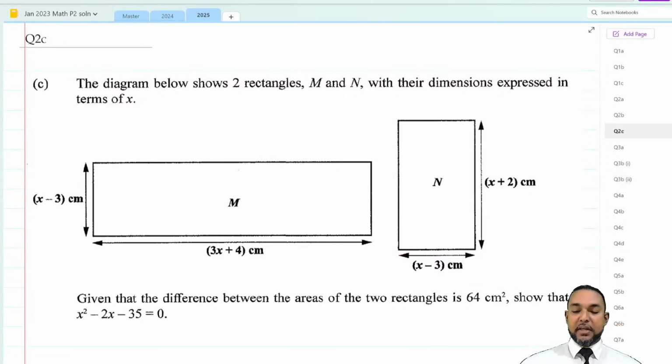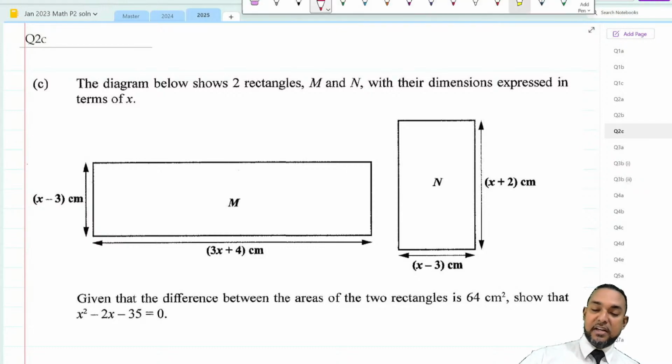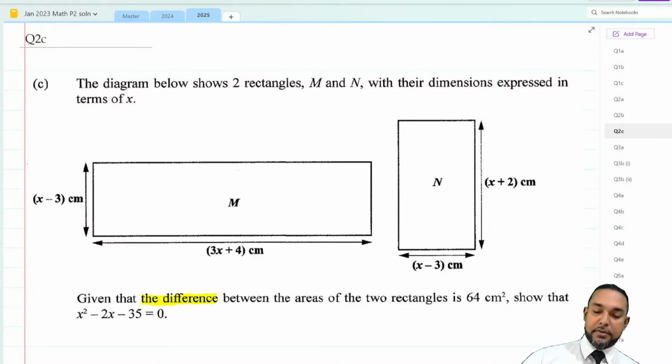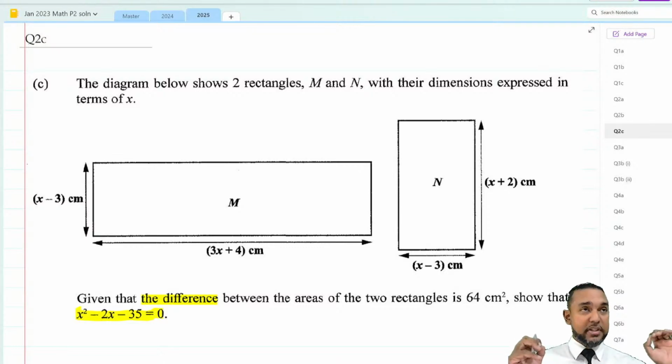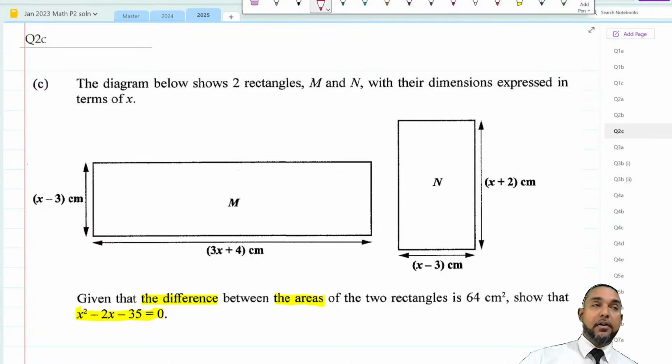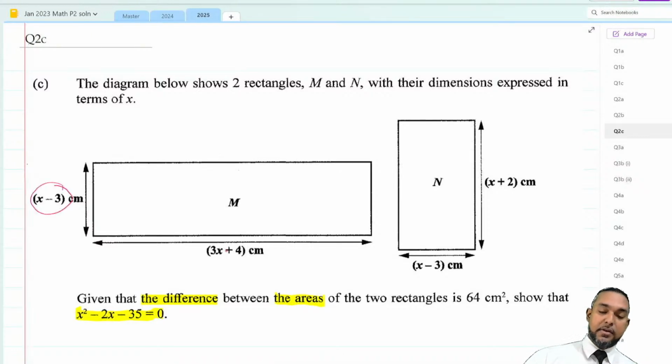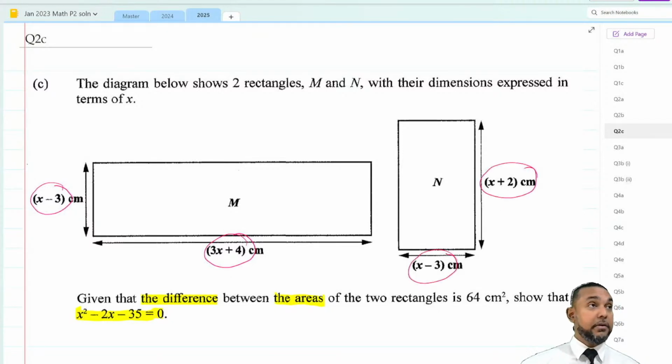Anyhow, given that what does it say? Given that the difference between the areas is 64, show that this is equal to 0. Okay. The difference between the what? How do we find the area of a rectangle? Length by breadth, horizontal by width, right? So for M, you'd multiply this by that. For N, you'd multiply this by that. So you can work those out. Then they said the difference between those areas is equal to 64.